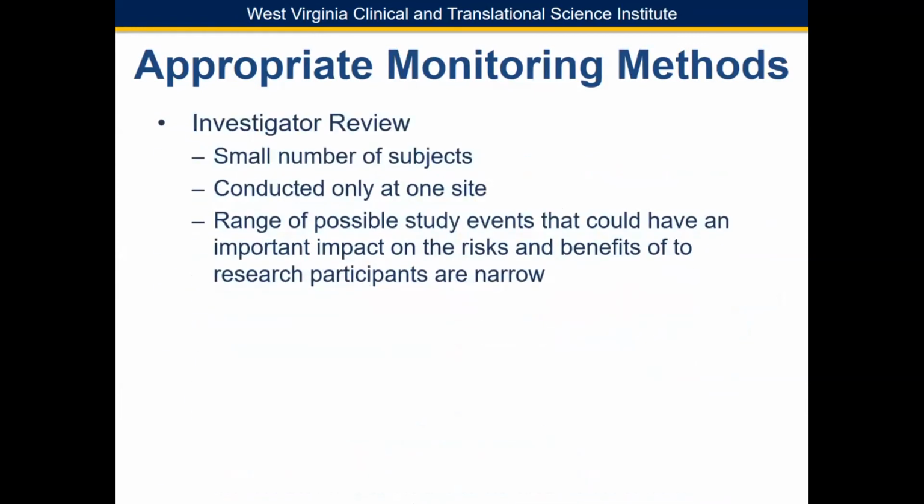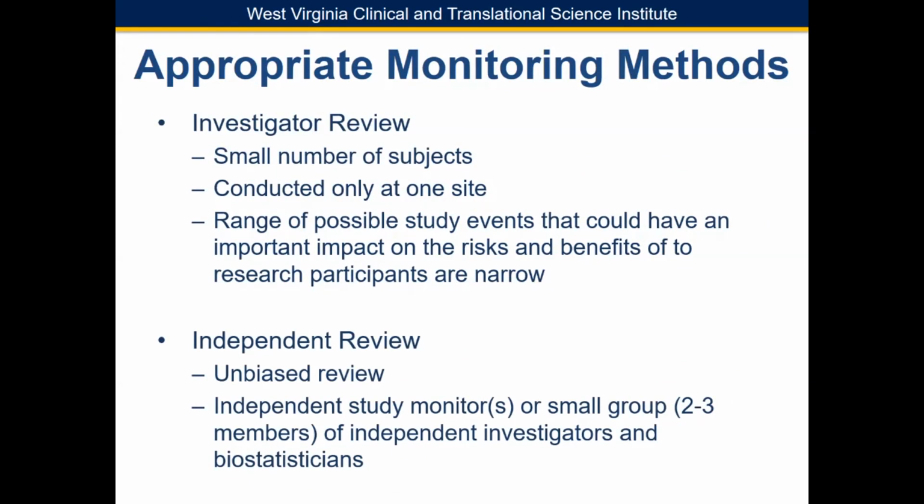So if you have an investigator review, is it a small number of patients? Sorry, let me take a step back. So if we're going to do an investigator review, it might just be a small number of patients. It's only conducted at one site. You have a range of possible study events that could have an important impact on the risk and benefits to research participants. It's very narrow.